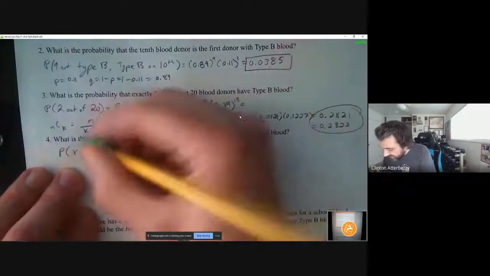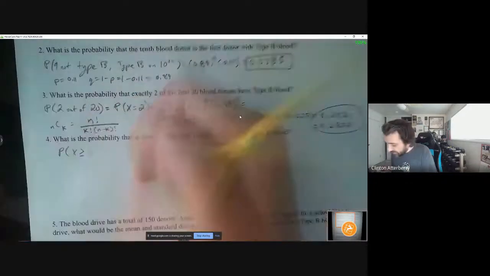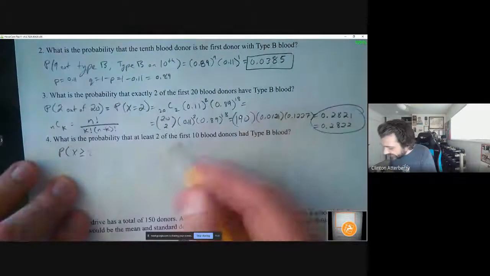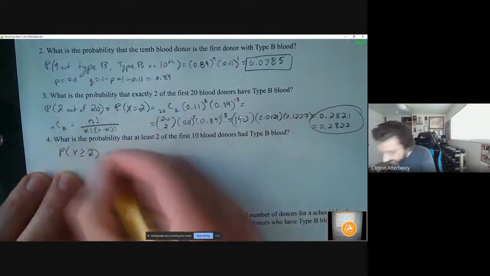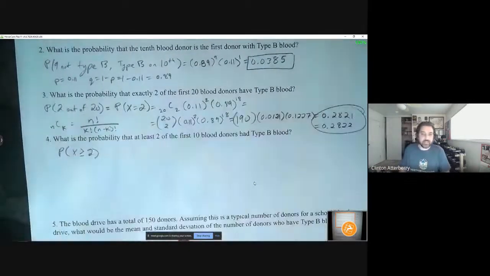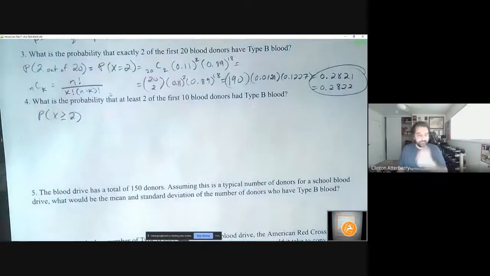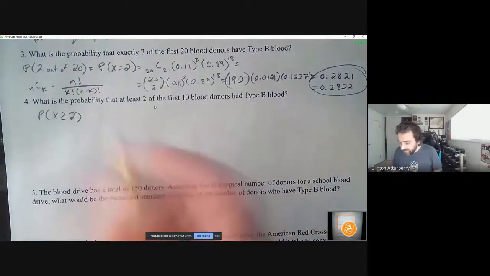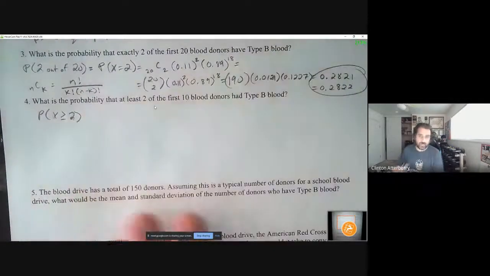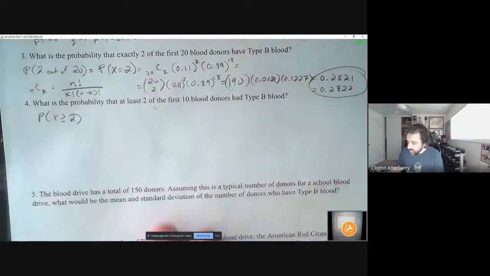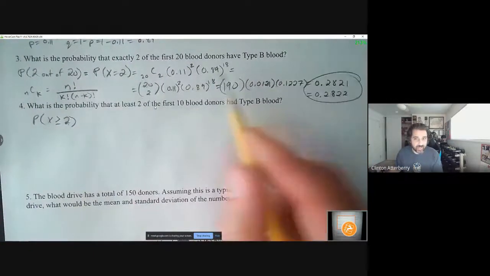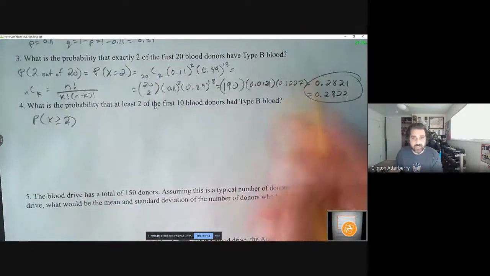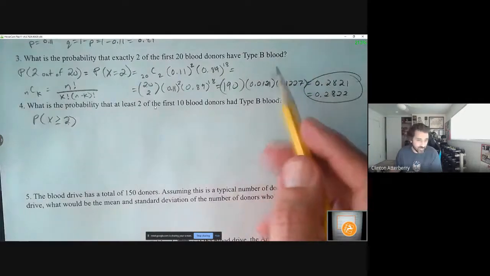So this next question is going to say the probability that at least 2 out of the first 10 had type B. It's going to look something like this: probability of at least 2 out of the first 10. So here are your options. You could do this probability like this for 2, and then do this again for 3, do it again for 4, 5, 6, 7, 8, 9, and 10. So do this essentially 8 times?